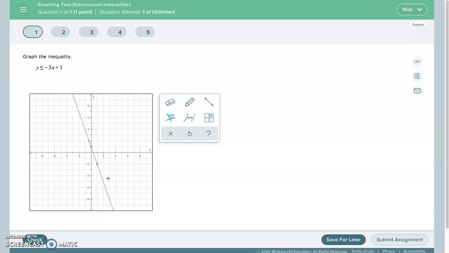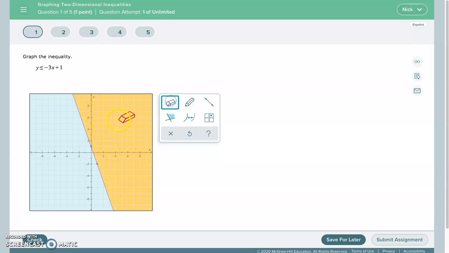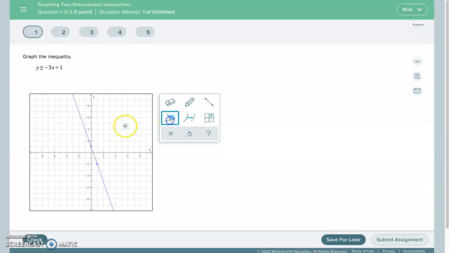So the way that inequalities differ from lines is in two aspects. Sometimes they'll be solid and sometimes they'll be dashed, which is what this tool is for. You can click on this to make it a dashed line or a solid line. And there's going to be shading, so it may be shaded on this side or maybe shaded on the other side. So it's going to be one or the other though.